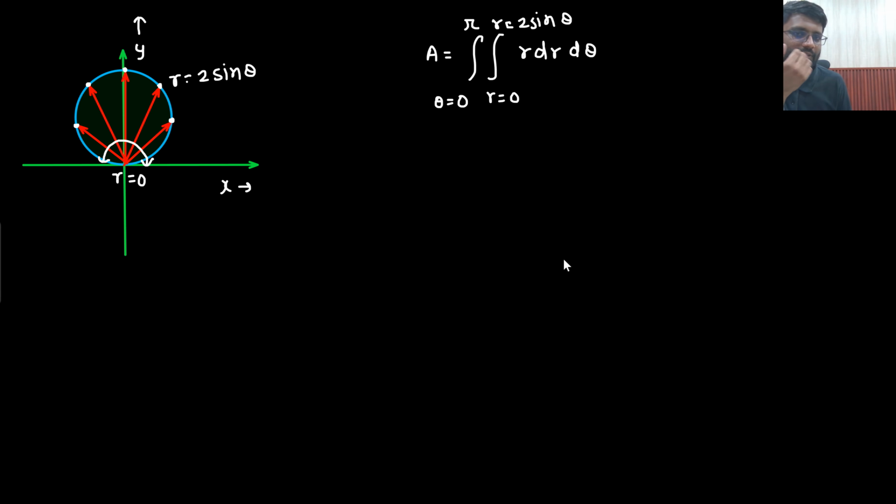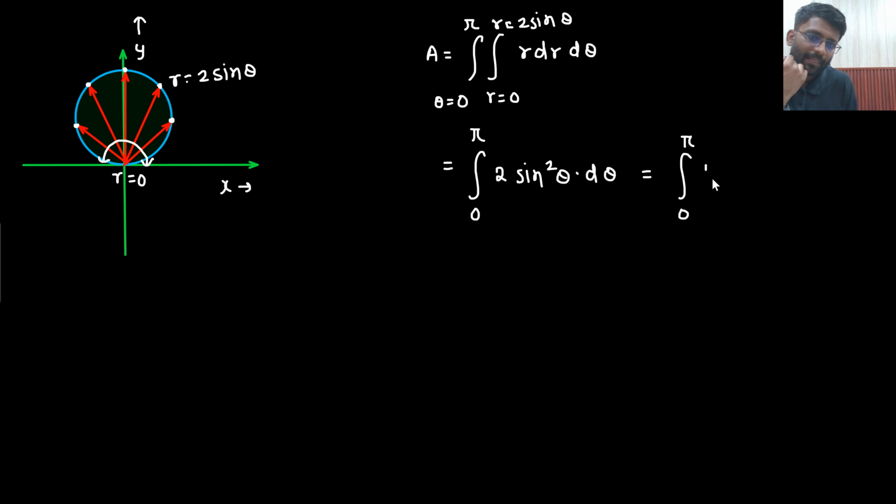Theta is between 0 to pi. The integral of r dr will become r square by 2, so 4 sin square theta divided by 2. This will become 2 sin square theta d theta. So what you are getting is, from 0 to pi, 1 minus cos 2 theta by 2 d theta.